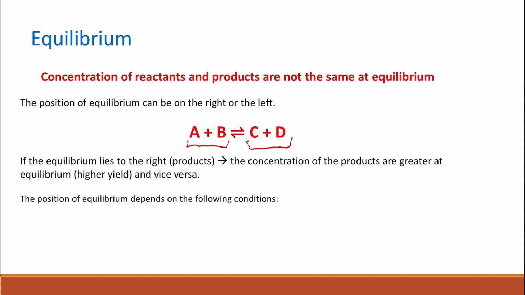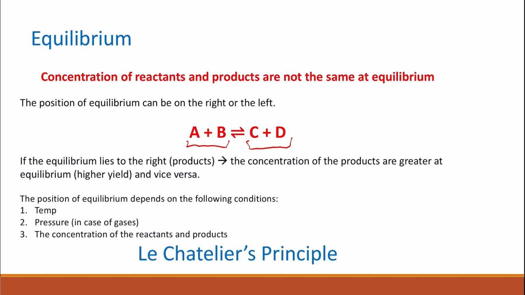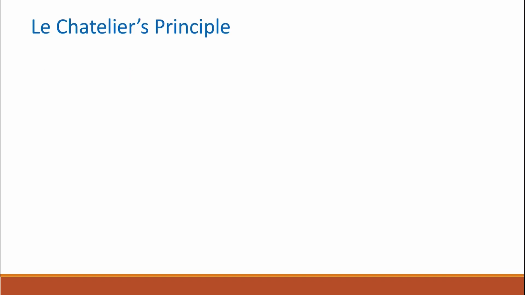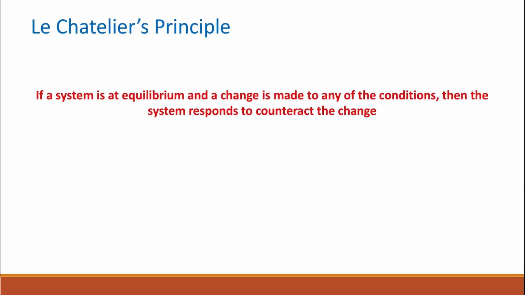The position of equilibrium will depend on the following conditions: first, the temperature, then the pressure in the case of gases, and the concentration of reactants and products. This is called Le Chatelier's principle. So what is Le Chatelier's principle? The principle states that if a system is at equilibrium and a change is made to any of the conditions, then the system will respond to counteract that change.